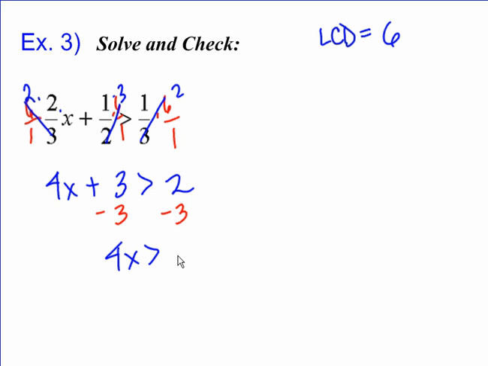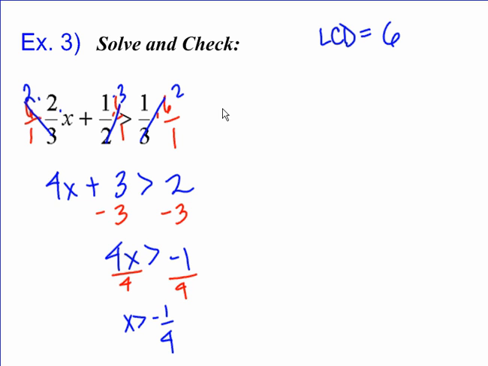Even though this goes from positive to negative, we're just adding and subtracting. The only way that changes is when we're multiplying or dividing by a negative number. And then we're going to divide by 4. And we find that x is greater than negative 1/4. And we're going to have to check the fraction, and that's okay because things usually work out. So I'm not too concerned about that.